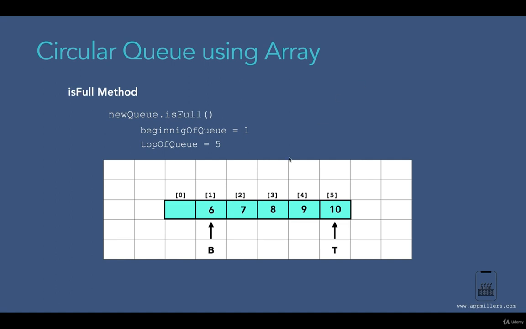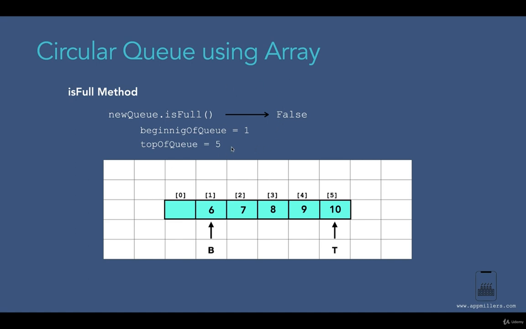The next method is the isFull method. The isFull method works differently in case of circular queue, because as you remember, in case of linear queue, we were just checking the top of queue against the length of the array. If the top of queue is equal to the length of the array minus 1, we were returning that this queue is full, but here it works differently. Now we have several conditions. The first condition is that if the top of queue points to the last element in this array and the beginning of queue is different from the 0 index, it means that our array is not full because we have a cell available over here.